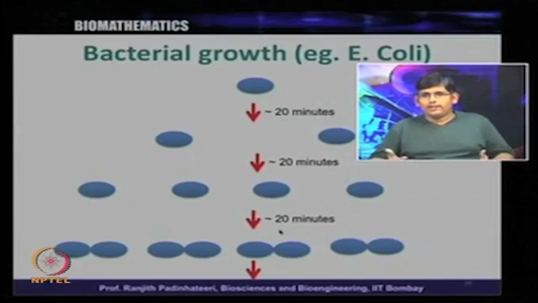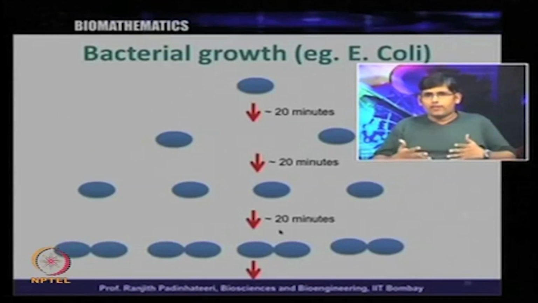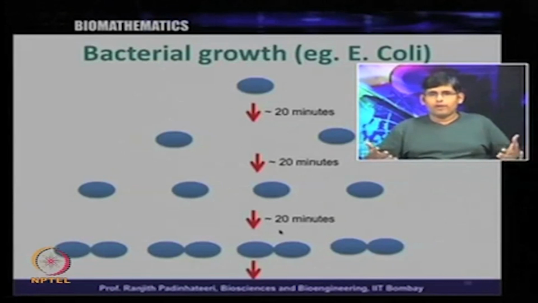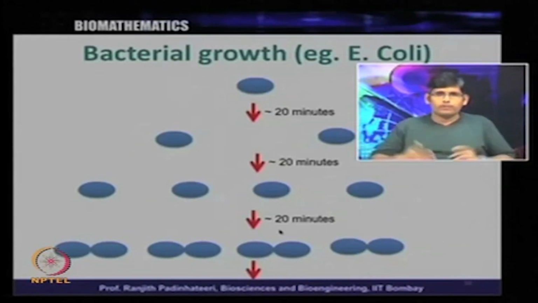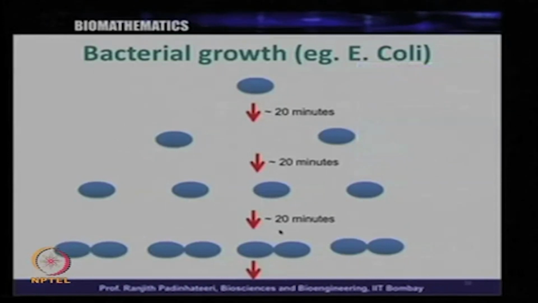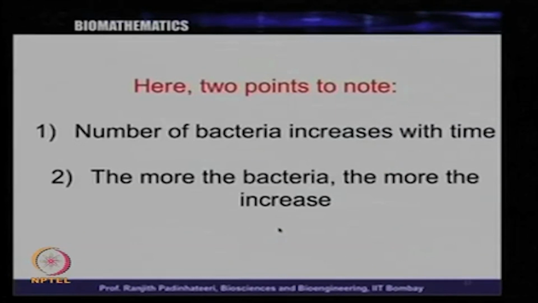Each of them can divide. If there are 3 of them, all 3 can divide and become 6. If there are 6 of them, all 6 can divide and become 12. If there are 12 of them, all 12 can divide and become 24. So, in this case, there are 2 points to note. Let us have a look at what they are. One is that the number of bacteria increases with time. The number increases, there is no question about it.